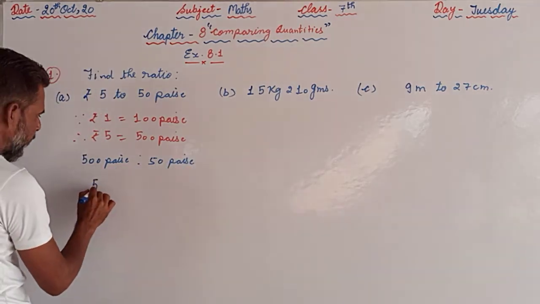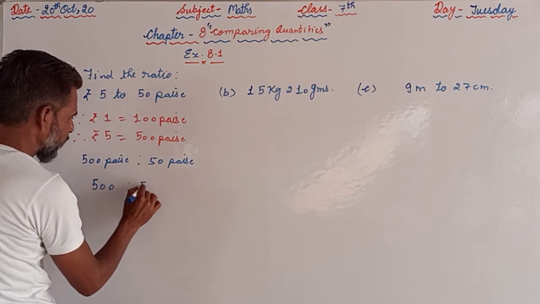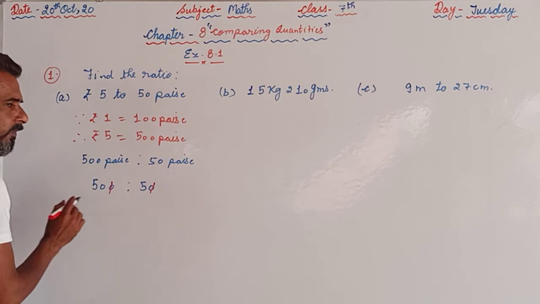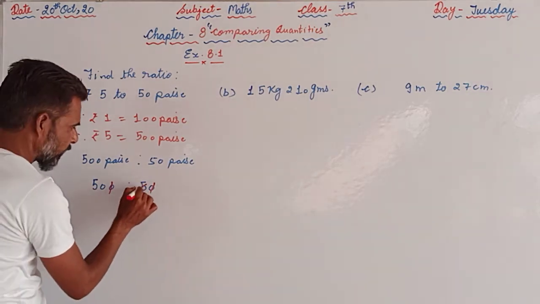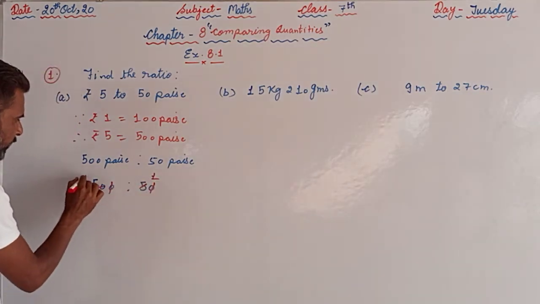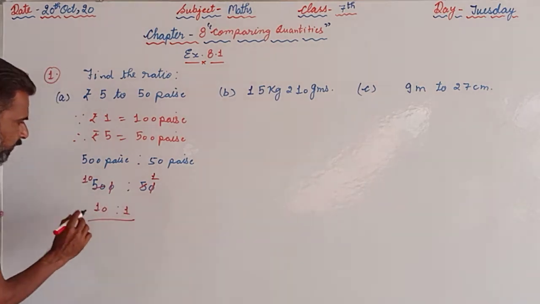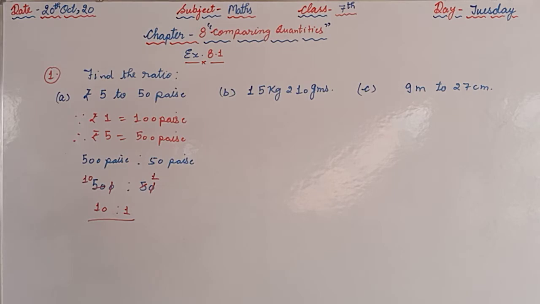So now to compare, that will be 500 is to 50, and 0 will cancel out 0, then we can cancel out more. 5 ones are 5 and 5 tens are 50. So the ratio is 10 is to 1. So this is the proper way how we are supposed to compare the quantities.